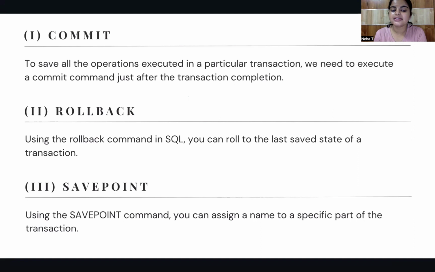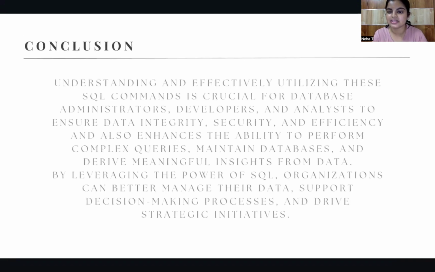Now, rollback: using the rollback command in SQL, you can roll back to the last saved state of a transaction. For that, we use the rollback command. Then we have the final one, the savepoint command. Using the savepoint command, you can assign a name to a specific part of the transaction. So that is what savepoint does. Now we've completed all the SQL commands and all the types we have discussed.